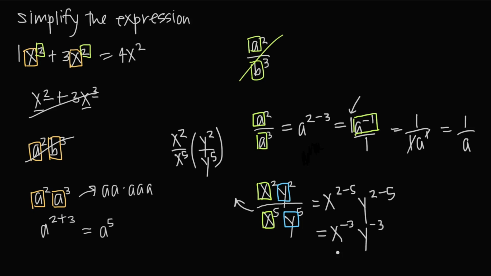And now we have negative exponents. Remember, we have this implied 1 in the denominator. So we can move these two values to the denominator, and we end up with 1 over x cubed y cubed for our final answer.